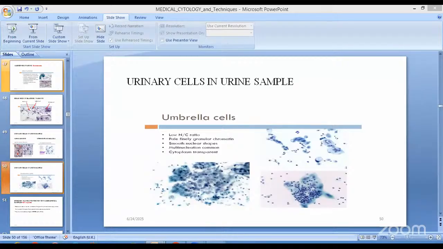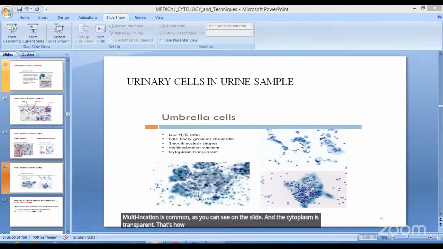Okay, the umbrella cell. The umbrella cell has a low nuclear cytoplasmic ratio, a pale, finely granular chromatin, shown on this slide, a smooth nuclear shape, multinucleation is common, as you can see on the slide, and the cytoplasm is transparent. That's how you identify umbrella cells.